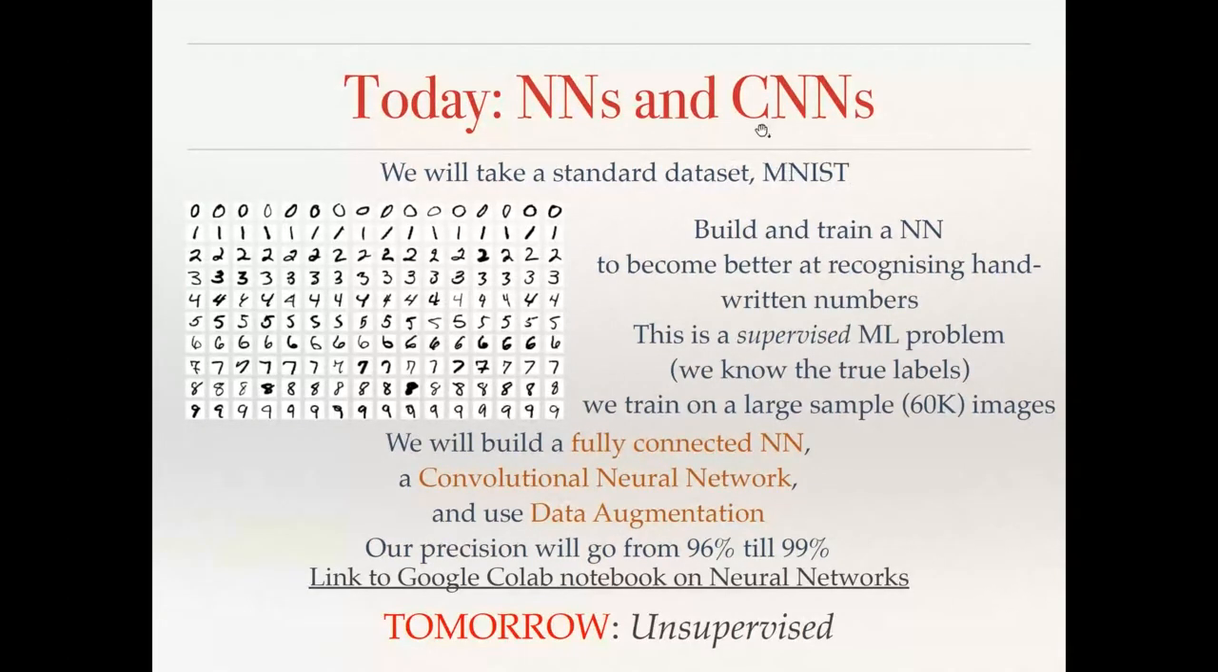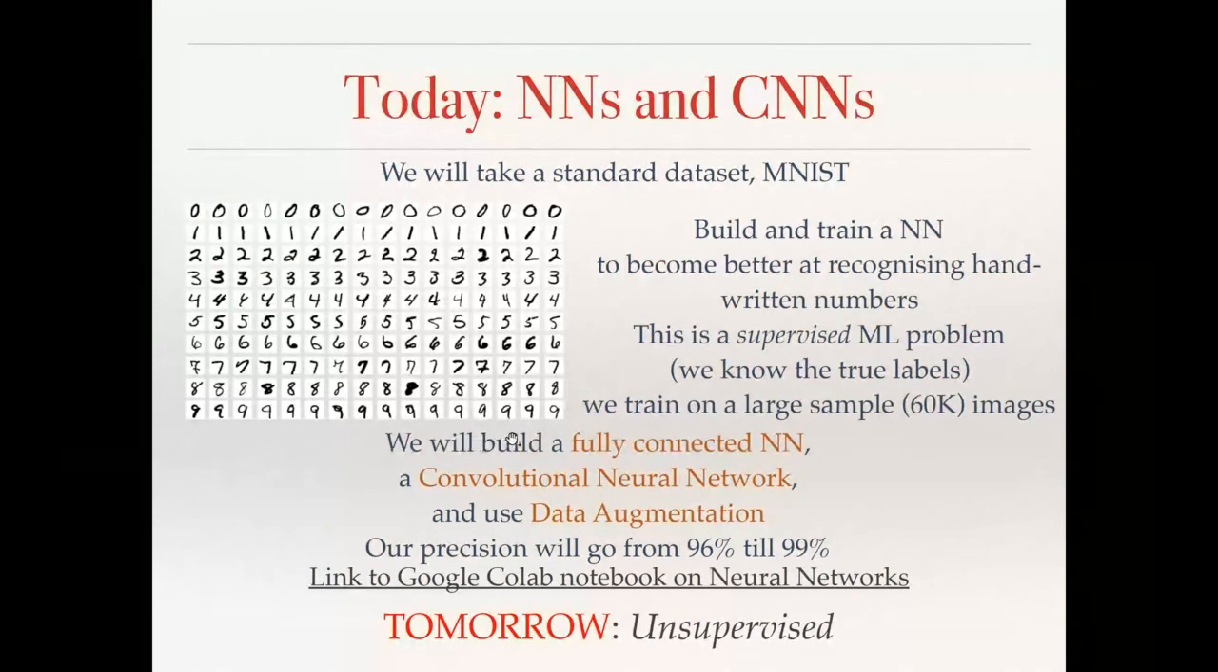This is a database called MNIST, of handwritten numbers with their labels. So there will be an image, comma, this is a 0, image, comma, this is a 1, image, comma, this is a 2, and so on. And we will have about 100,000 examples of this.